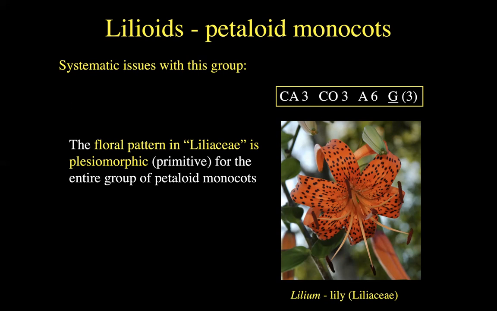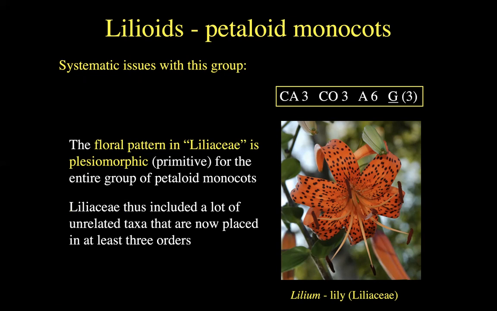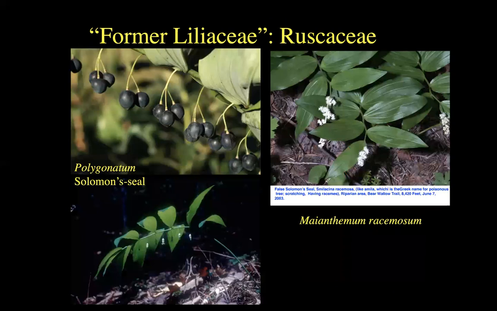However, these features have been determined to be primitive and therefore are not the derived states that we like to use to define groups. So what that means is now DNA evidence has shown that we're grouping a bunch of unrelated taxa that now have been split up into at least 3 different orders. So I'm not going to require you to learn their new names, but you can if you want to be an actual functioning botanist if you want.